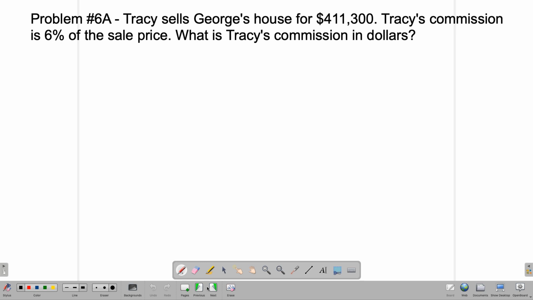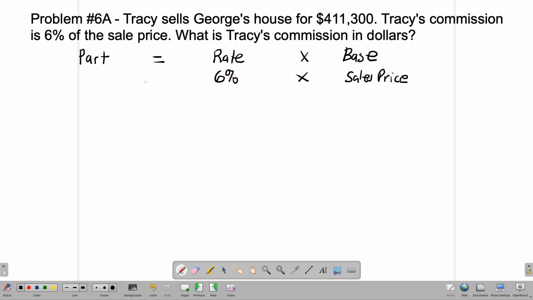So what we want to do is very simple again. Always start off with the equation: part equals rate times base. In this case, the base represents the sales price. The rate we mentioned is 6%. And so we're trying to find out what is the commission. So the commission represents the part.